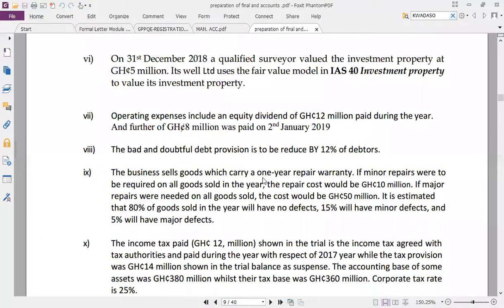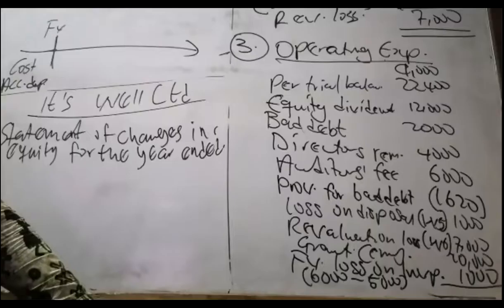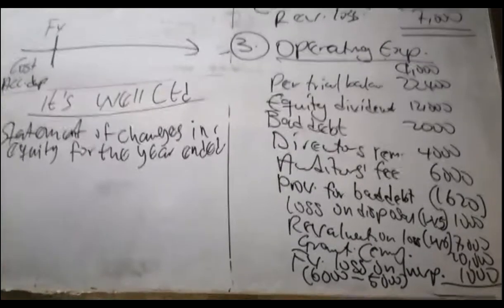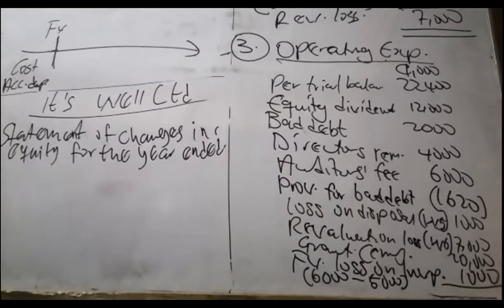So I think that's all. We are done. Great. So what do we do? We have to sum them up. So now let's sum them up and get one figure representing the operating expenses.